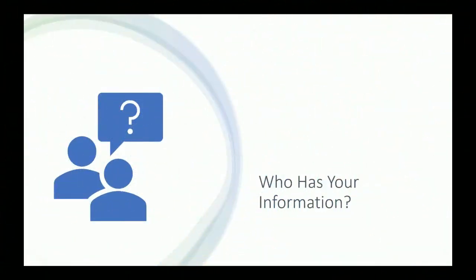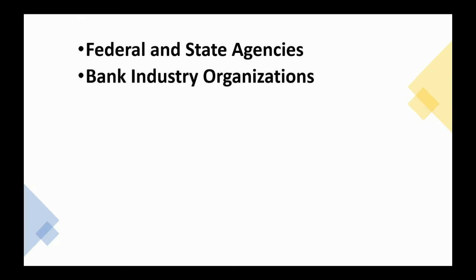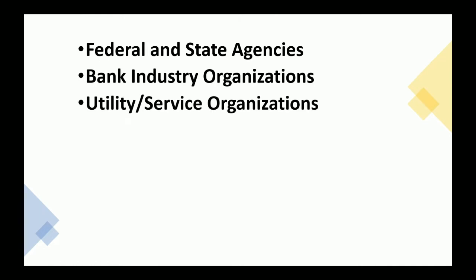Now that we understand what personally identifiable information is, let's take a look at who already has your information, and more importantly, who wants your information. Who has your information? Federal and state agencies have your information. They collect that through taxes, through registration information, and other methods. Banks collect your personal information when you sign up for accounts. Utilities and services collect your personal information when you sign up for utilities or services.